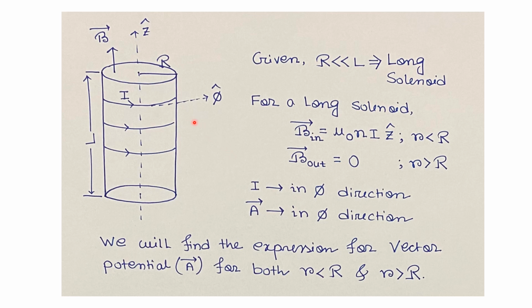Now current is along phi cap direction. So eventually the vector potential will also be along phi cap direction. We have to find the vector potential, so basically the expression for vector potential both inside the solenoid and outside the solenoid.